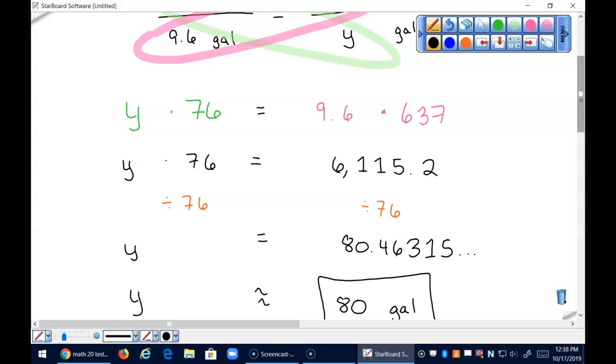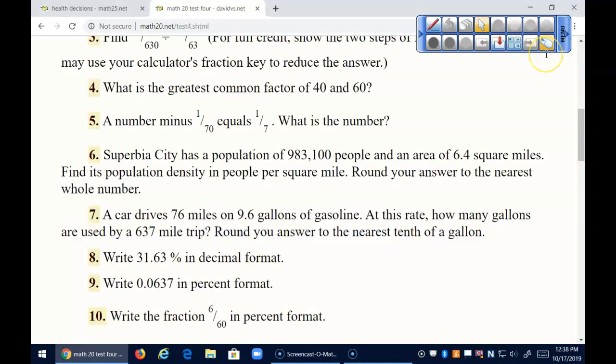Okay, anything else about this one? Okay, and let's go back to here. Any other of these problems? 5.